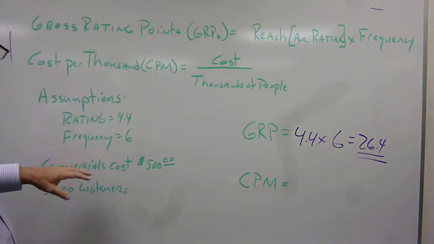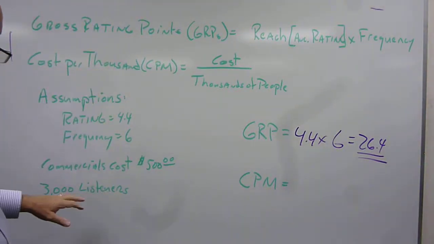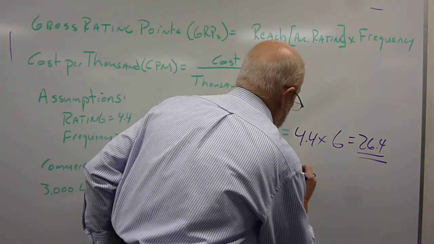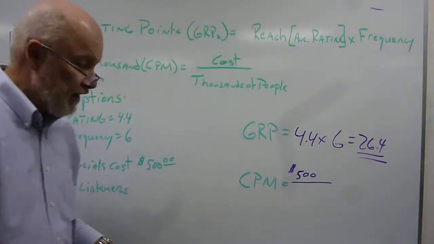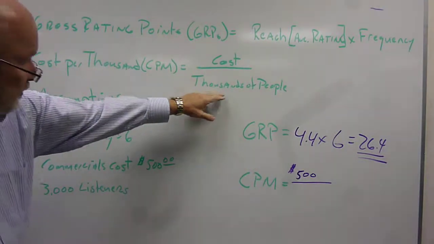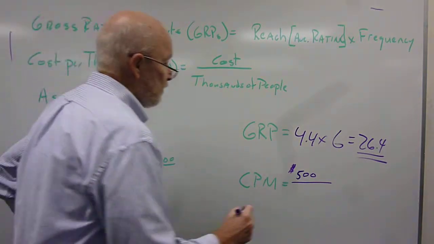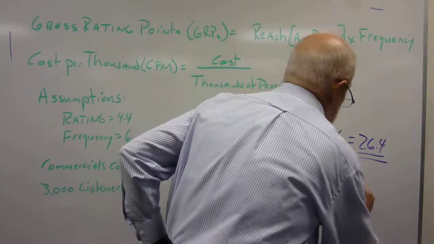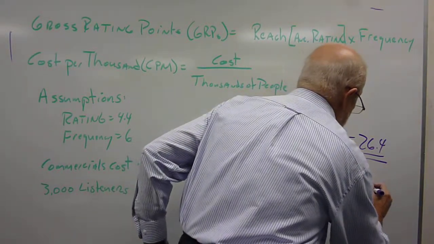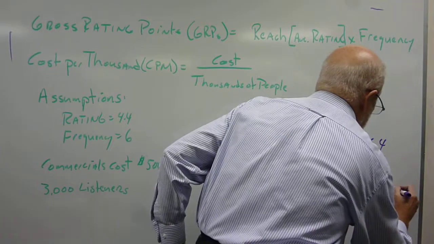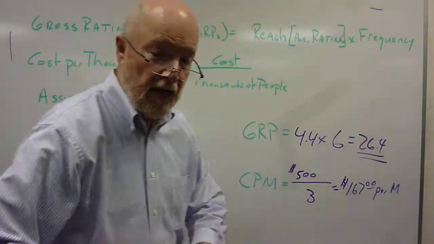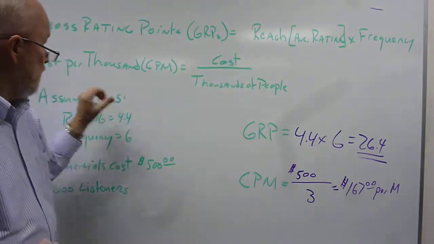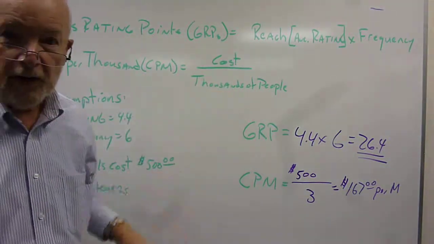Our next calculation is the cost per thousand, and we use our formula here. The cost of the ad is $500. The number of people seeing the ad is per thousand listeners, thousands of people. We have 3,000 listeners, so we divide that by 3. And we find that our cost per thousand then is $167 per thousand. So the calculations here are the gross rating point, which is reach times frequency, and cost per thousand, which is cost divided by thousands of people.